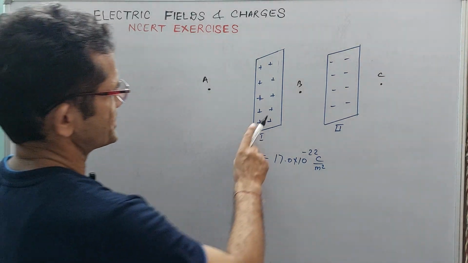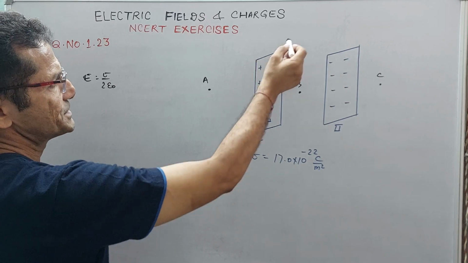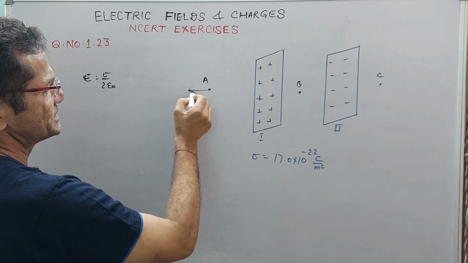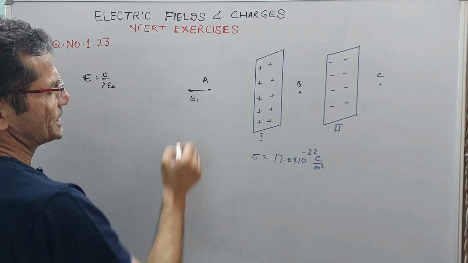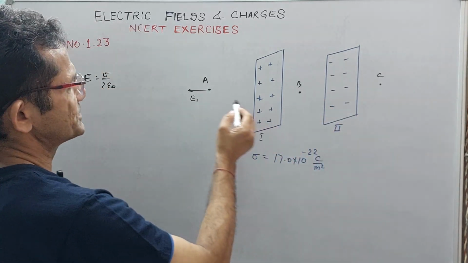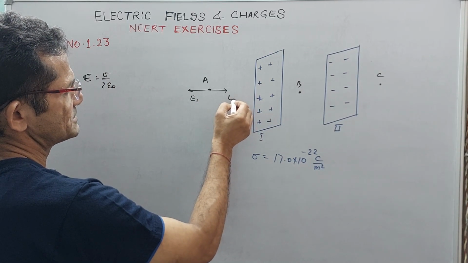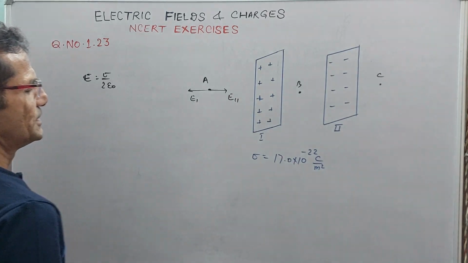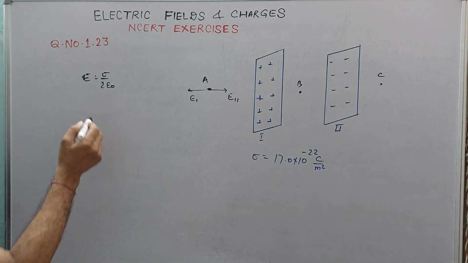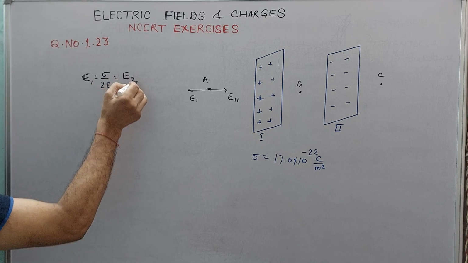Now this is a positive charge, so the electric field due to plate number 1 is away from it. If I represent the electric field due to the first plate as E1, and this is the negative plate, the electric field due to the negative plate is toward the negative plate, so it has the value E2. Since both have the same magnitude, E1 and E2 are equal in magnitude, and they are in opposite directions.